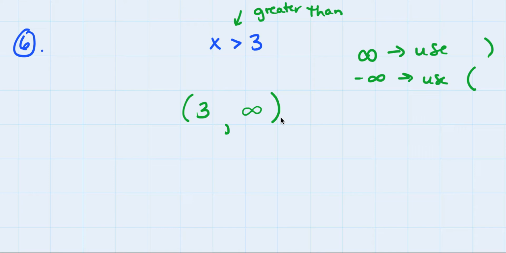And the reason why we can't equal infinity is that it's a concept, it's not really a number. I can't really stop on a number, because you could think of this like positive 1 billion. But then there's 1 billion and 1. And there's always a larger number. So this is a concept, and we have to put a parenthesis here.